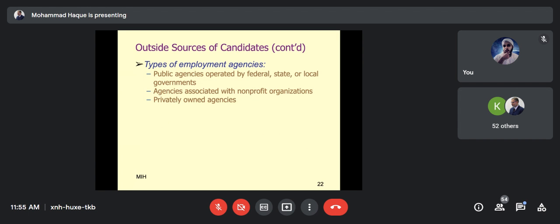or certain region should not be used. The types of employment agencies is yet another source, where there are public agencies operated by the state or central government in India, agencies associated with non-profit organizations, or privately owned agencies. In India, we find that we have got agencies of all three kinds in operation, although we find that government agencies have become somewhat defunct.